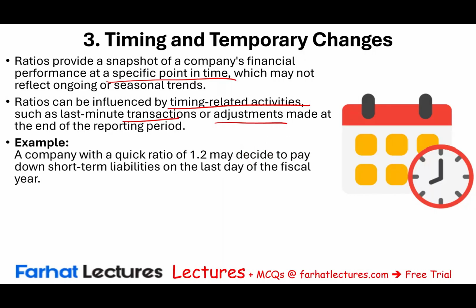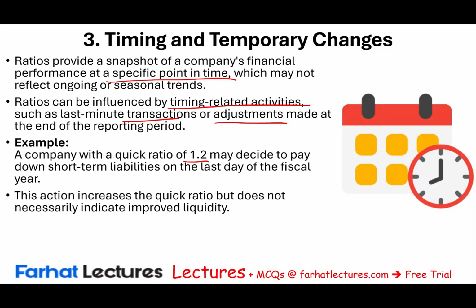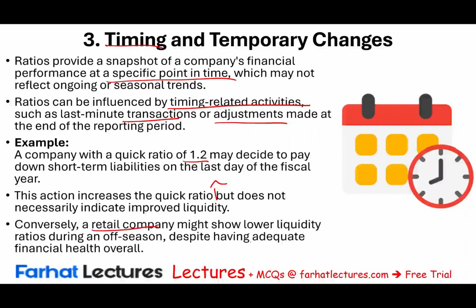So a company with a quick ratio of 1.2 may decide to pay down the short-term liabilities on the last day of the fiscal year. Well, if they pay it down, they will improve that quick ratio. They will improve the quick ratio, but it doesn't mean we are doing better. All they did is they timed the transaction to make the ratio look better. Conversely, a retail company might show a lower liquidity ratio during off-season despite having adequate financial health overall. So in other words, companies can time things to make those ratios look better or look worse for that matter.